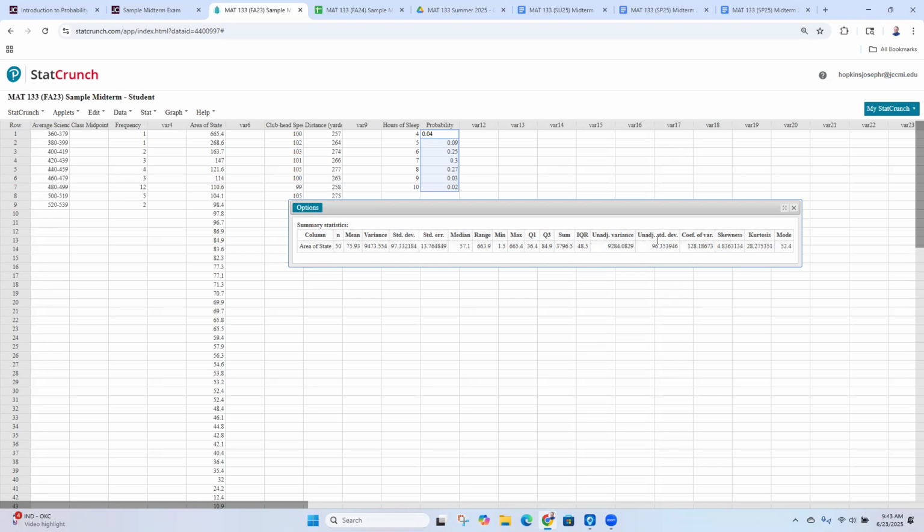Since this is a population, we want unadjusted. And your unadjusted will always be a smaller number. Population standard deviation is always going to be a smaller number than a sample standard deviation, just by a little bit. And it's because you're dividing by n minus 1 instead of dividing by n. It's not a big difference, but it is enough that you'll need to pay attention to that.